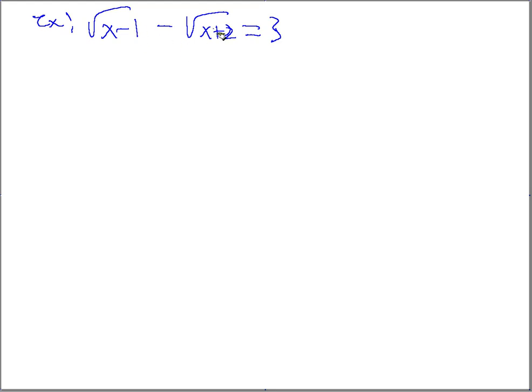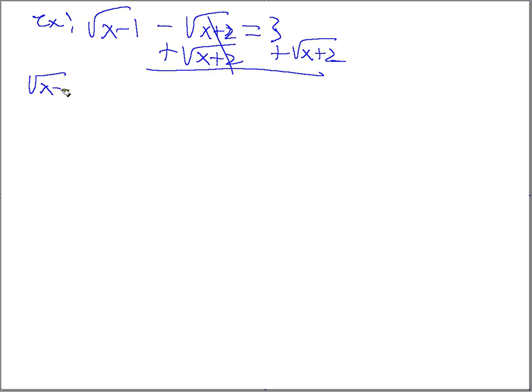In this case, take your pick on which one you want to isolate, because they both have two terms inside. But again, I'm going to want to keep everything positive, so I'm going to add root x plus 2 to both sides to get rid of it on the left side. So that takes care of that. So I have square root of x minus 1 on the left side equal to 3 plus radical x plus 2 on the right side. Again, I need to square both sides to get rid of the first radical, so a little bit of work here. All right, so that takes care of that.